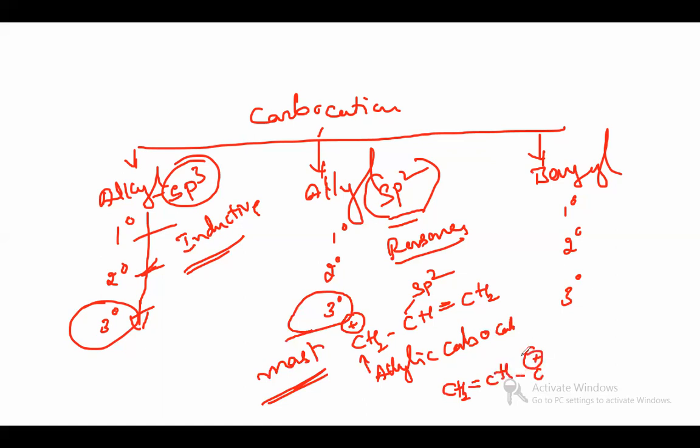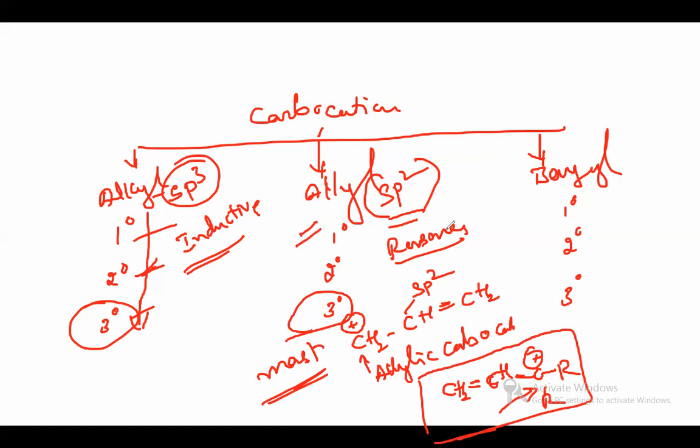This will have the positive charge, and some other group R attaches to this. So this is the positive charge, and it attaches to a carbon in a double bond. Then it is a tertiary allyl carbocation. This is a tertiary allyl carbocation. It is more stable than secondary, which is more stable than primary allyl carbocation.